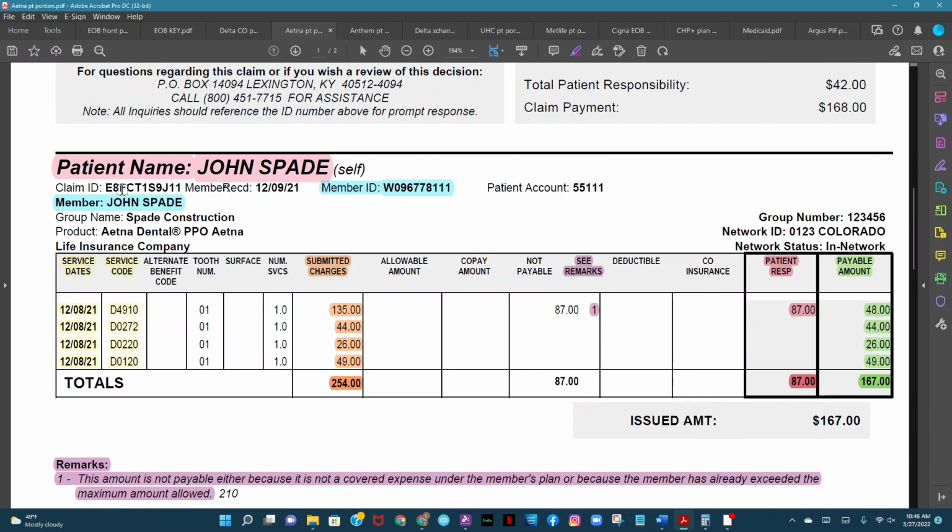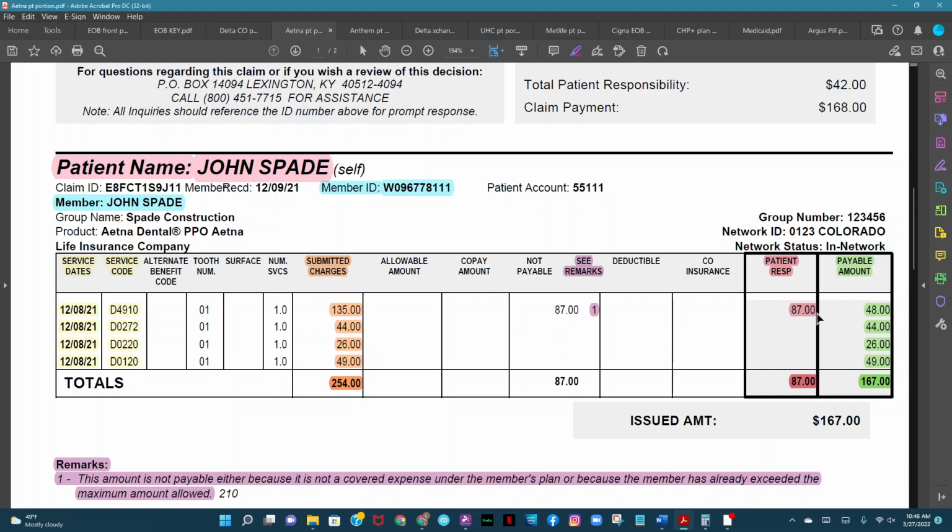Next one, we've got patient name of John Spade. Member looks like it's himself, John Spade, and member ID there. Remember, there's no birthday on this one. Date of service was 12/8. Looks like they were seen for perio maintenance. We got some x-rays, intraoral, and an exam as well.